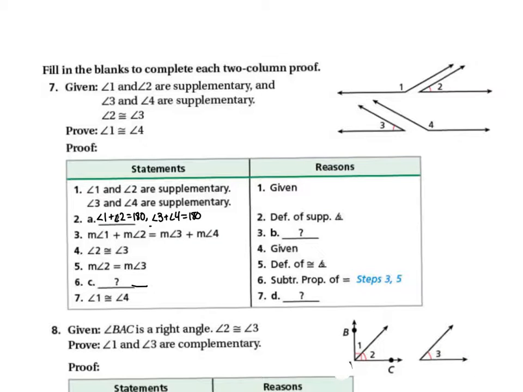All right, so we said number 2, definition of supplementary is that the two angles would add up together to give you 180. So angle 1 plus angle 2 would equal 180, and angle 3 plus angle 4 would equal 180. So step 3 says the measure of angle 1 plus the measure of angle 2 equals the measure of angle 3 plus the measure of angle 4. What happened there?